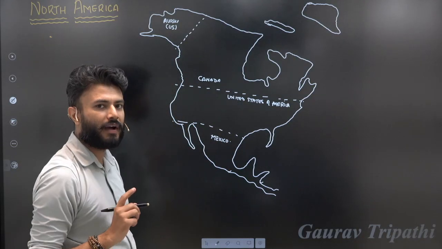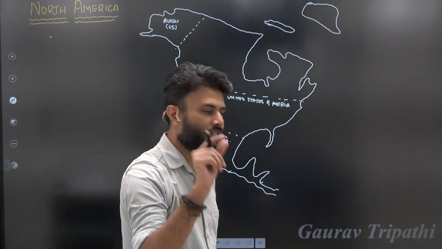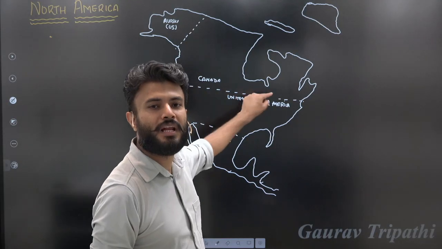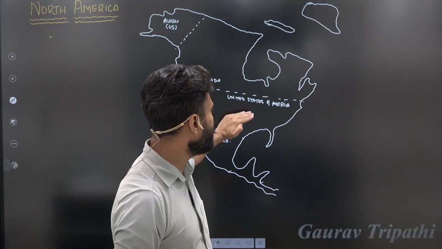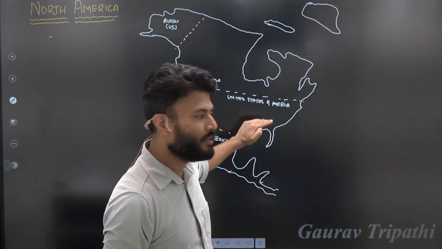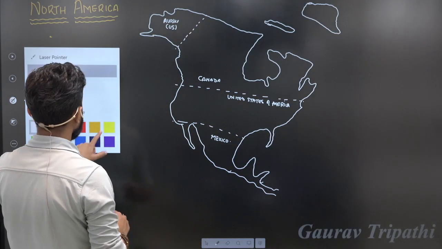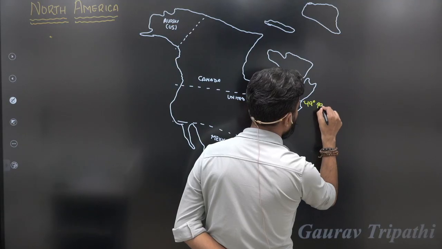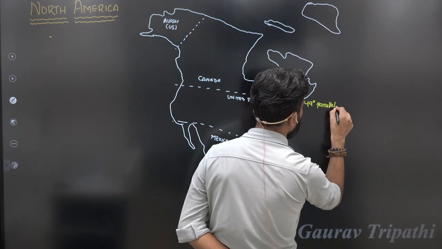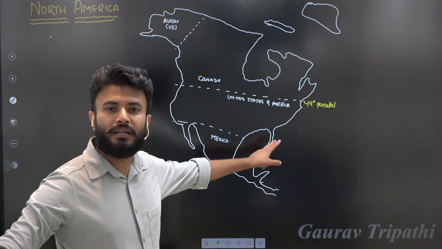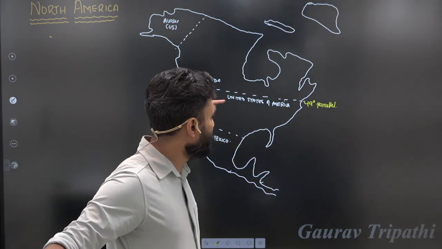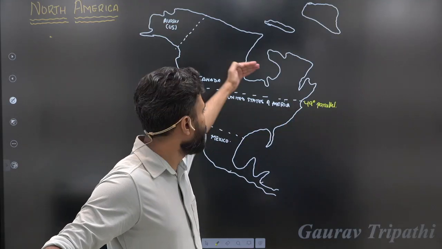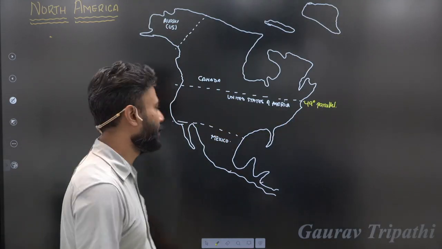The important fact is which line divides Canada and United States of America. So this line is basically 49-degree parallel. 49-degree parallel divides Canada as well as US. Parallel denotes what? Latitude. So 49-degree north latitude divides Canada and United States of America.